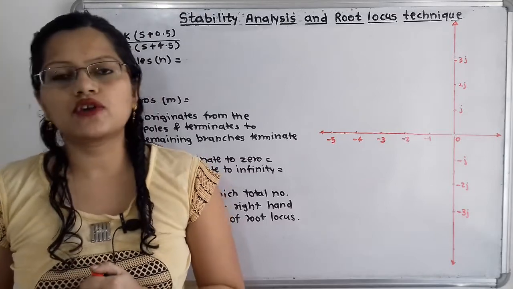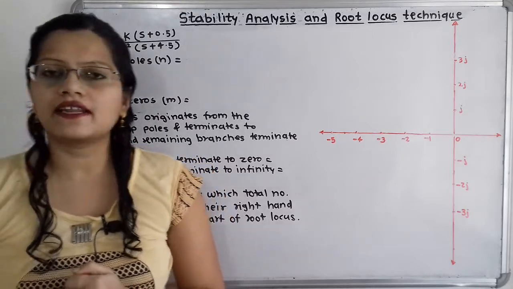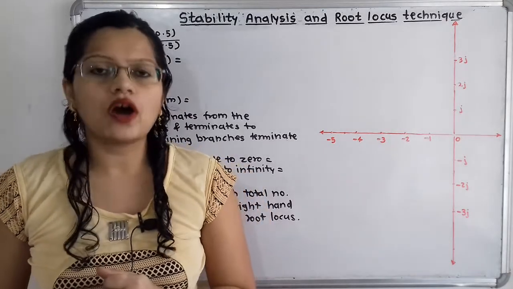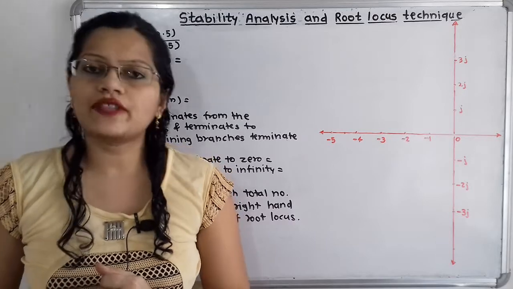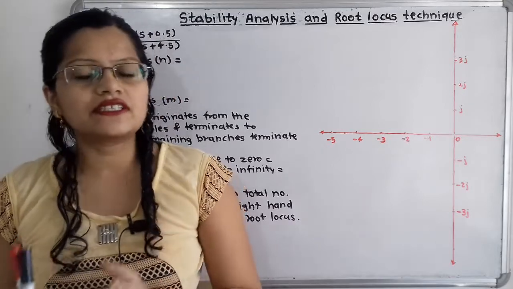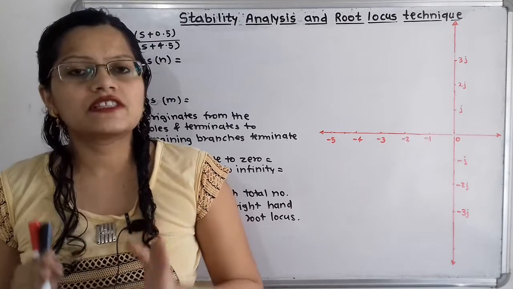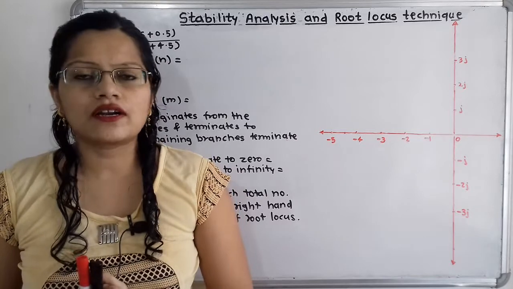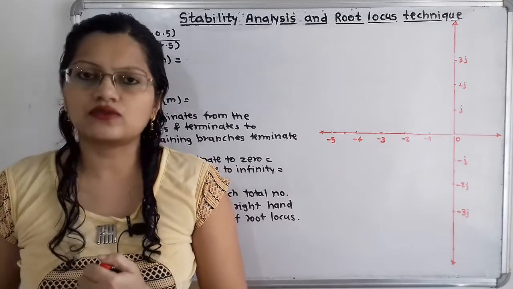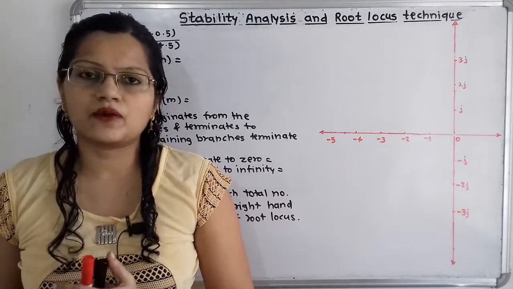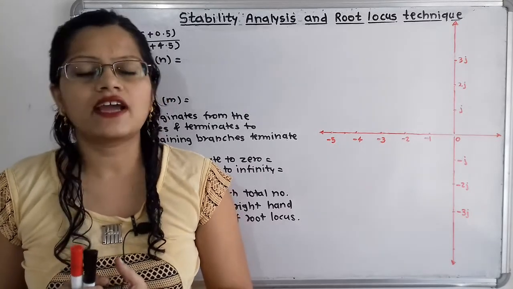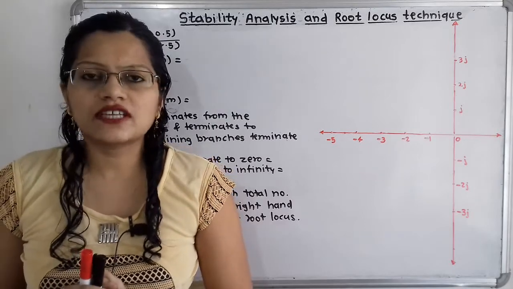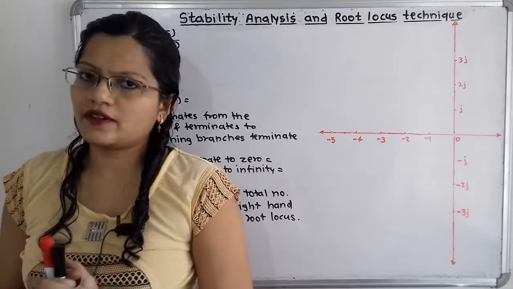Today we are going to solve a problem on stability analysis and root locus technique. In this video, we are going to draw root locus for the case of repeated poles. Now what are repeated poles? When two poles lie on a single point. We are also going to understand the conditions to calculate angle of asymptote, centroid, breakaway point and angle of departure. Let us first observe the given open loop transfer function.